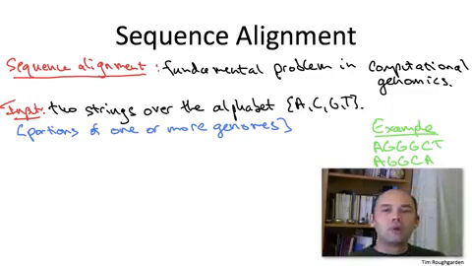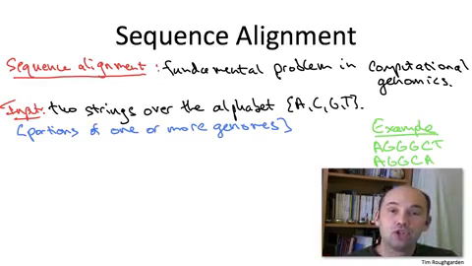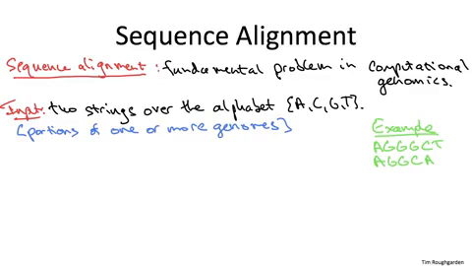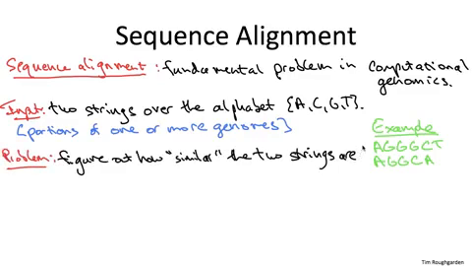Typically, these strings represent portions of one or more genomes. And just as a toy running example, you can imagine that the two strings we're given are AGGGCT and AGGCA. Note that the two input strings do not necessarily need to be of the same length. Informally speaking, the goal of this sequence alignment problem is to figure out how similar the two input strings are. Obviously, I haven't told you what I mean by two strings being similar. That's something we'll develop over the next couple of slides.